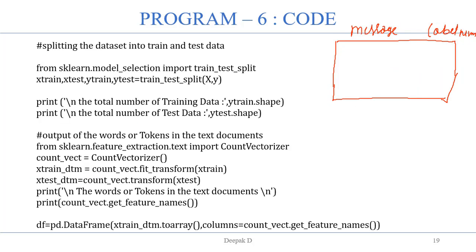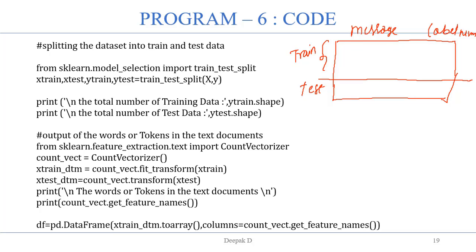The next step is I want to split my entire data set into a test data set and also a training data set. How do you divide that? Based upon the split ratio. So here I divide my entire data set into 2, as train and also test data.